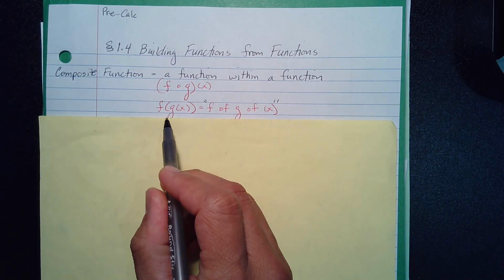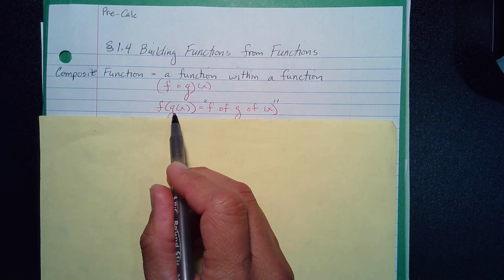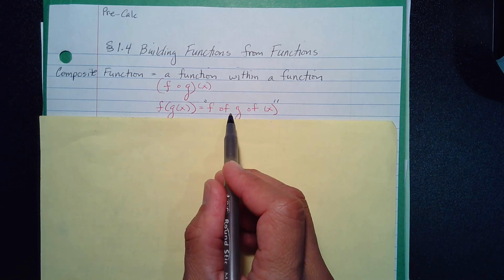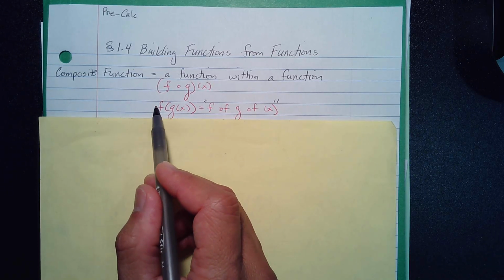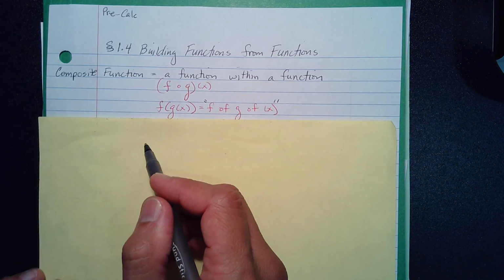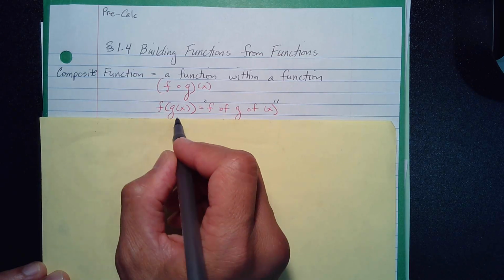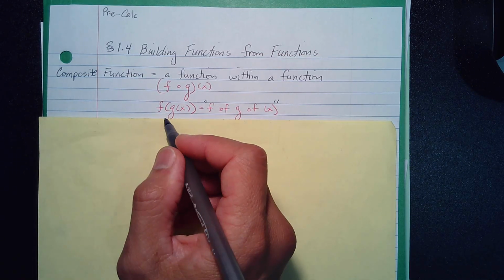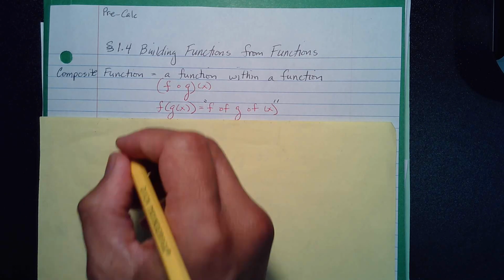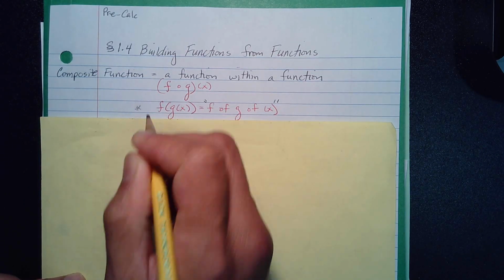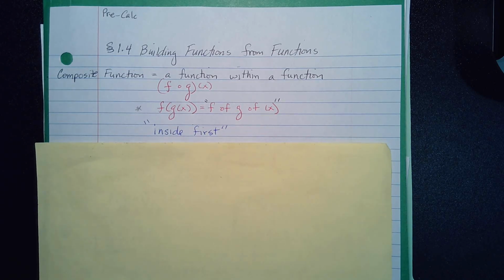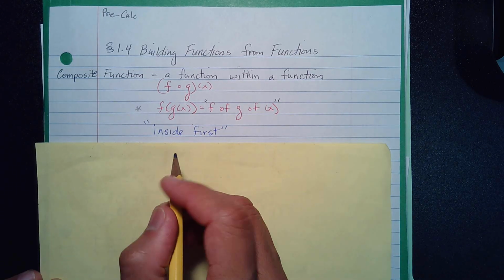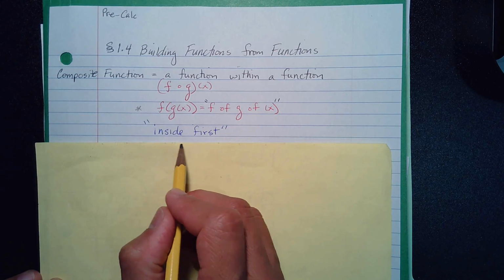The way to state this composite function is f of g of x. These two expressions mean the same thing, composite functions. I prefer composite functions to be written in this way. Alright, when we evaluate composite functions, think inside first. Again, think inside first.